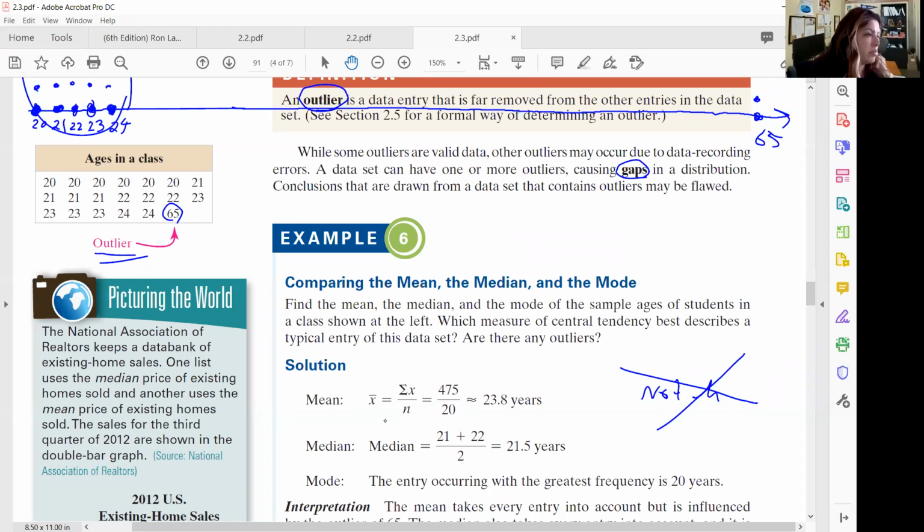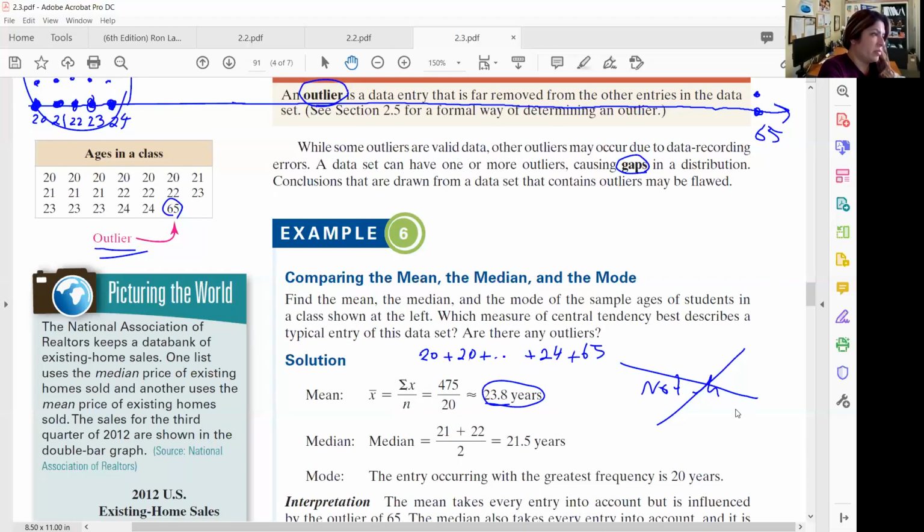If you add all of these numbers together, 20 plus 20 plus 20 plus up to 24 plus 65, the outcome is 475. Divided by how many numbers do you have? 20 numbers you have in your collection. The outcome is 23.8 years. This is the mean of the data.